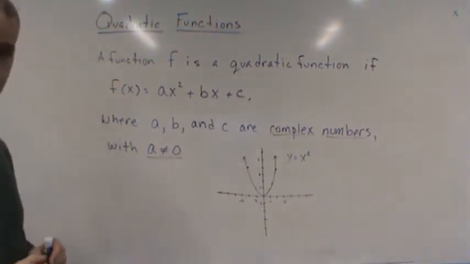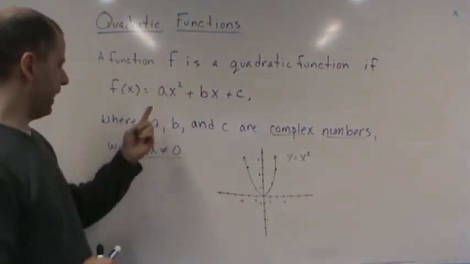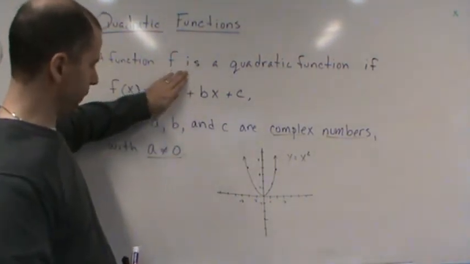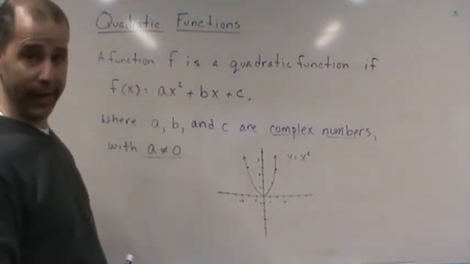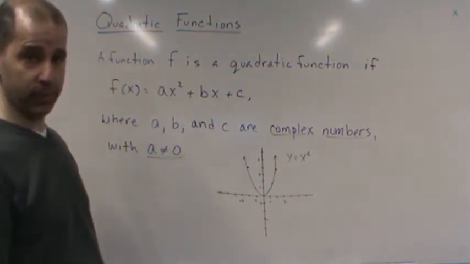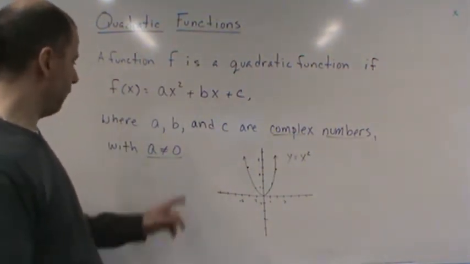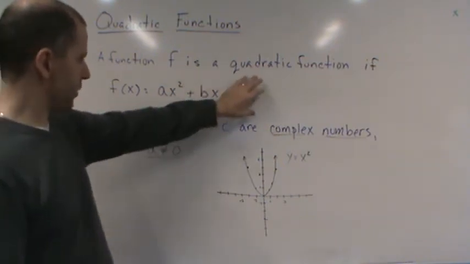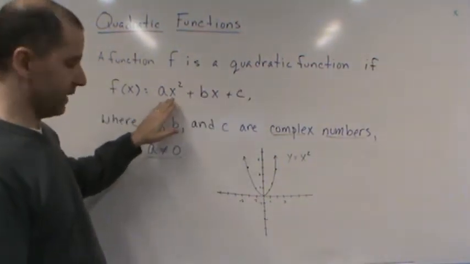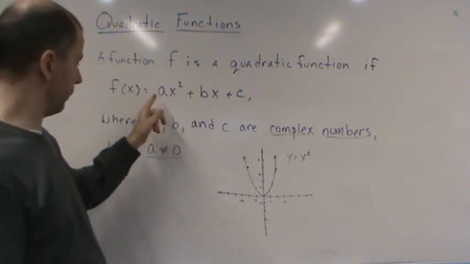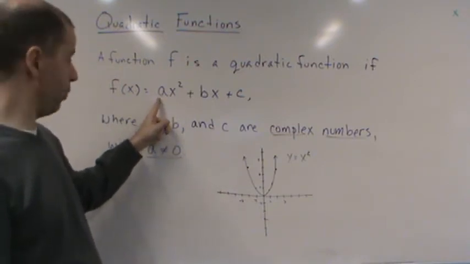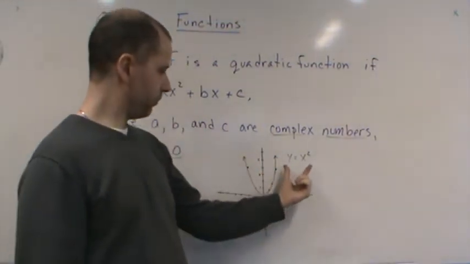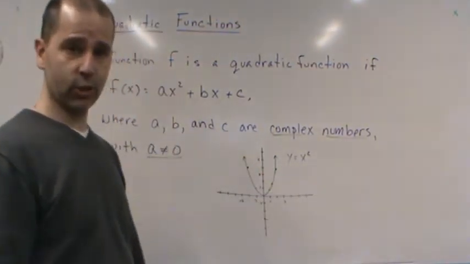Okay? A cannot be 0, because if a is 0, then we don't have a quadratic function anymore. We have a linear function. So a cannot be 0 for this to be a quadratic function. Now, b and c can be 0, right? Because remember, if b and c are 0, we get the basic function, or well, almost. If a is 1 and b and c are 0, we get our basic function x squared, our squaring function.